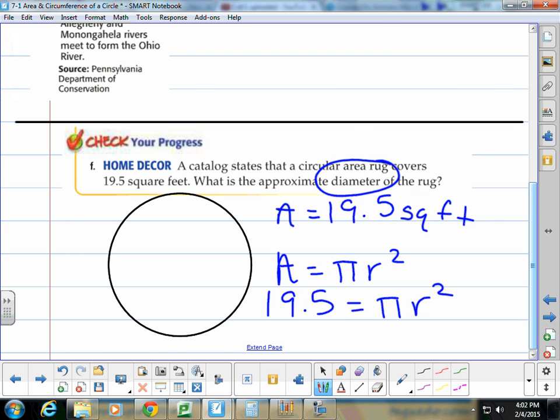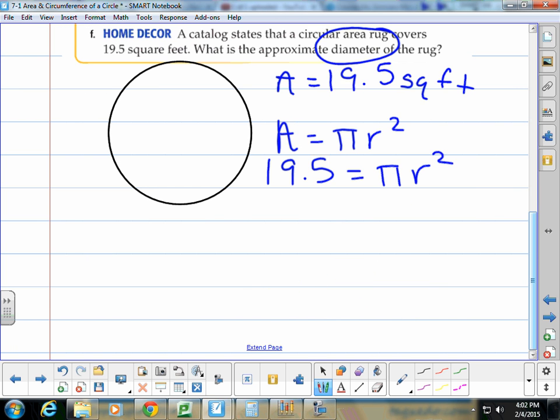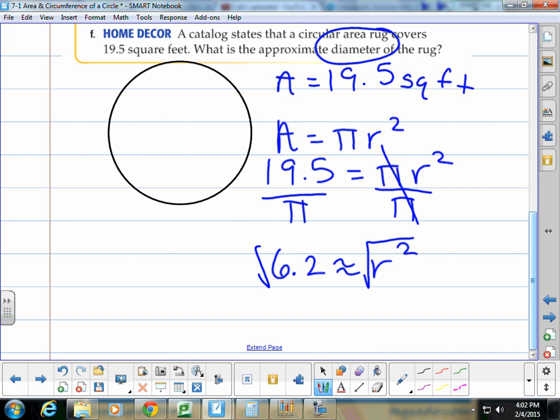Here's where it gets a little tricky. For this one, to get r alone, we have to find r before we can find the diameter. We have to divide by pi on both sides. So we do 19.5 divided by pi, and that's approximately 6.2, which is approximately the radius squared. So we take the square root to get r alone. So we take the square root of 6.2.